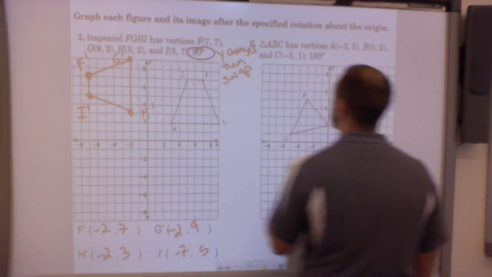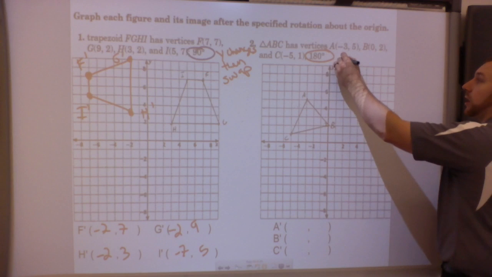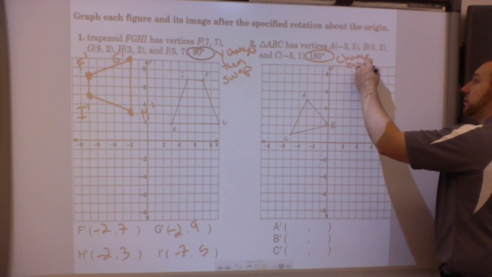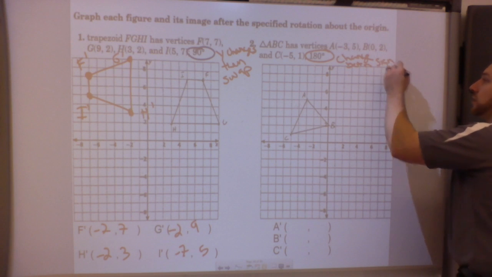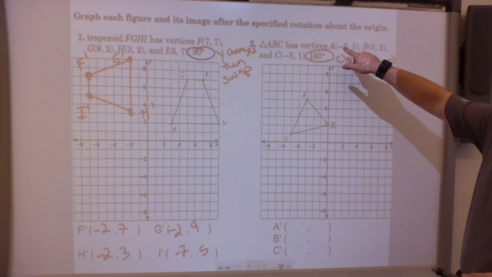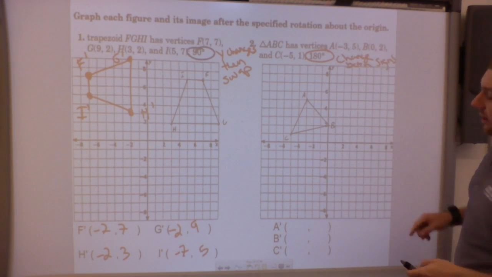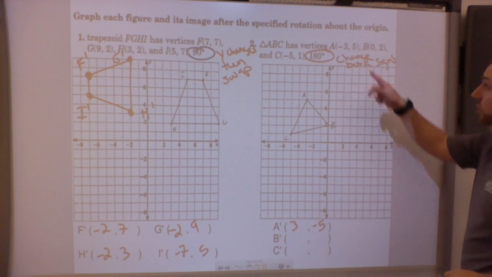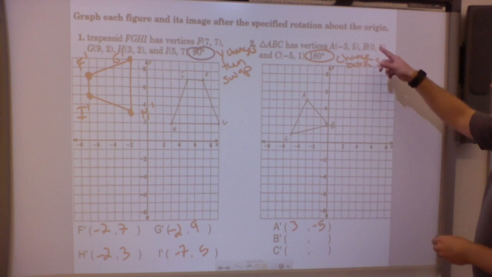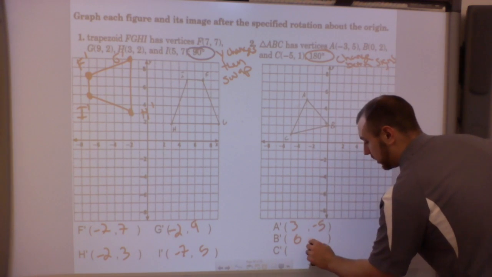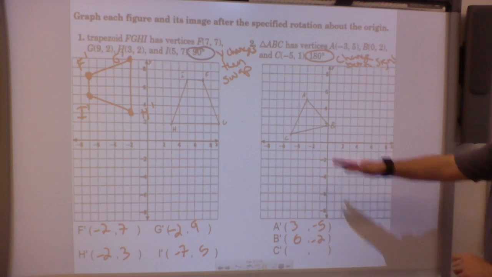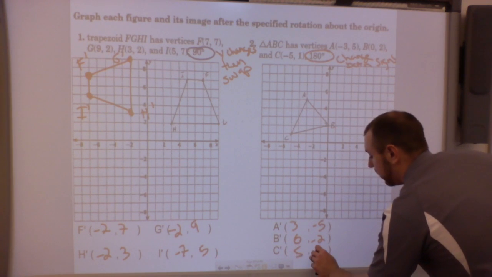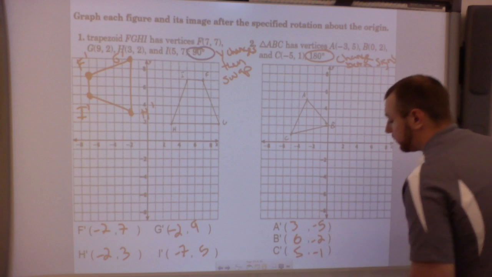This one, number 2, is 180 degrees. All I do is I change both signs. So my original A is (-3, 5). Now I change the signs, it's going to be (3, -5). I change both signs there. (0, 2) becomes (0, -2). And C, (-5, 1) becomes a positive (5, -1).